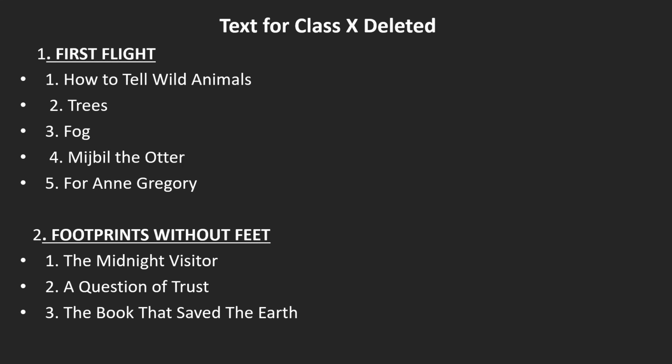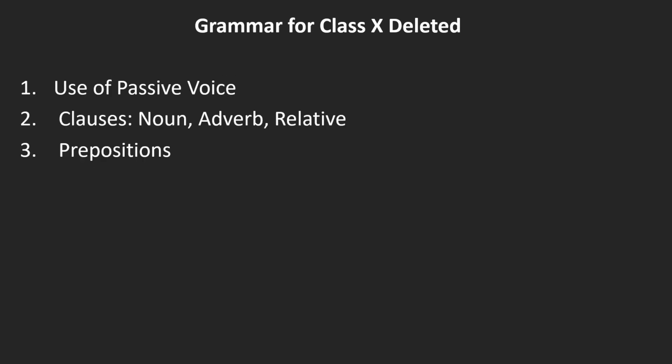I am going through quickly the syllabus that has been deleted. In First Flight, there are 5: How to Tell Wild Animals, Trees, Fog, Mijbil the Otter, and For Anne Gregory. From Footprints Without Feet, there are 3 lessons that have been deleted: The Midnight Visitor, The Question of Trust, and The Book That Saved the Earth. The syllabus deleted in grammar: use of passive voice, noun adverb relative clauses, and prepositions.